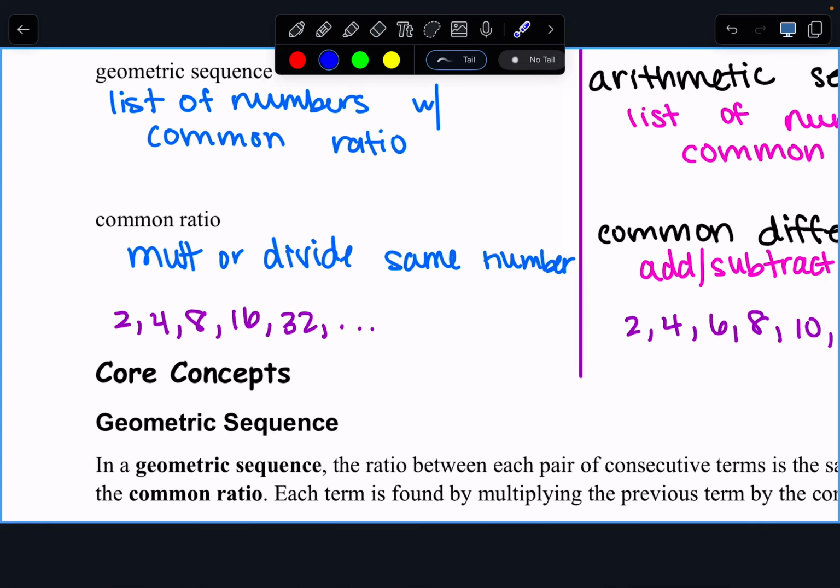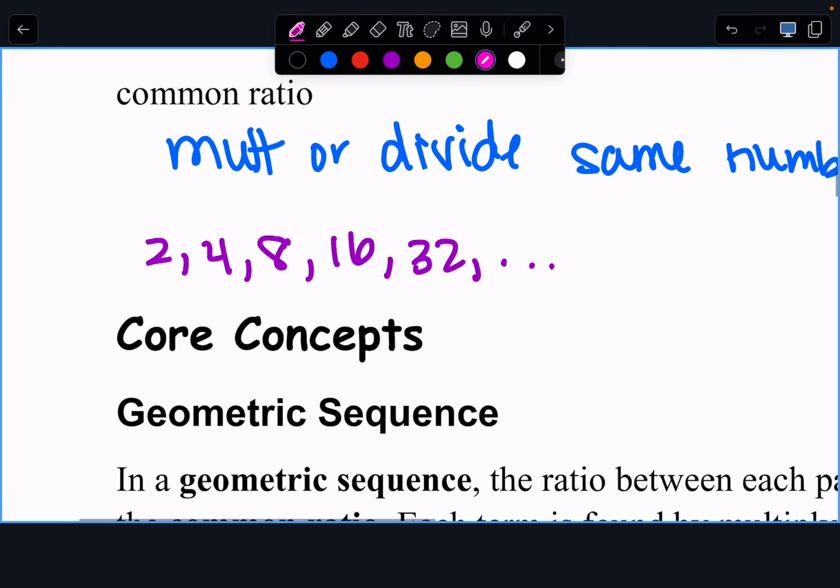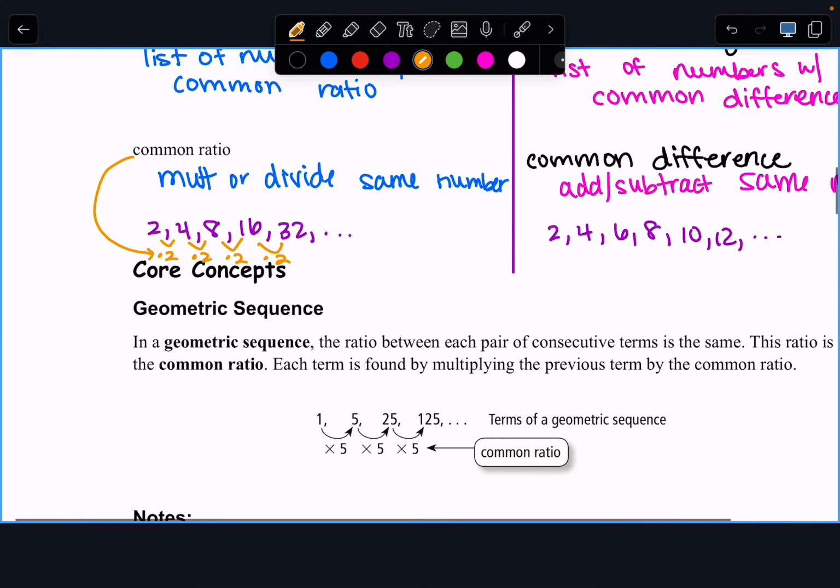So in this list of numbers I had you write down here, since we are multiplying by 2 from term to term, our common ratio is 2. Over here, since we are adding 2 to every term, that is our common difference. So when I say common ratio or common difference, I'm basically asking you, what number are we using over and over to get to the next one?